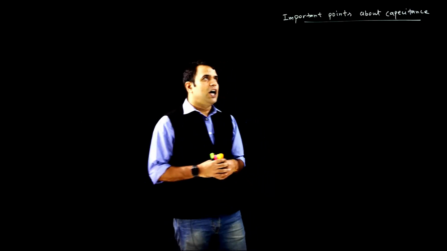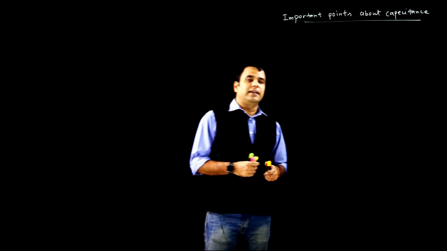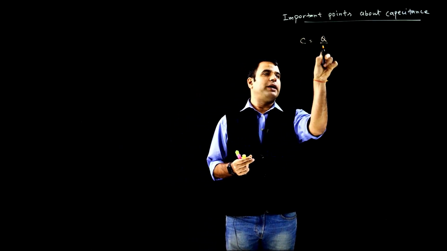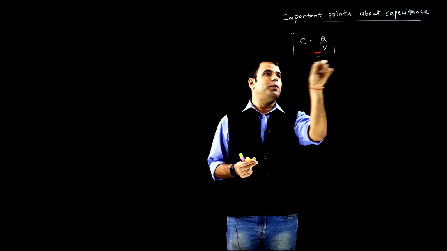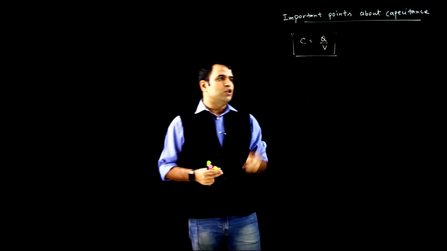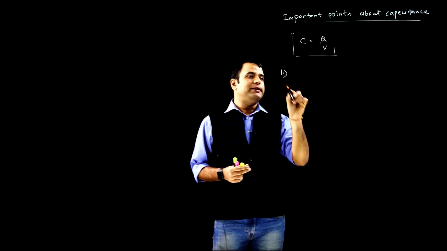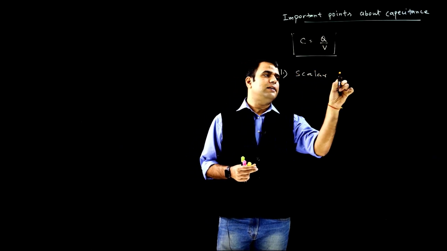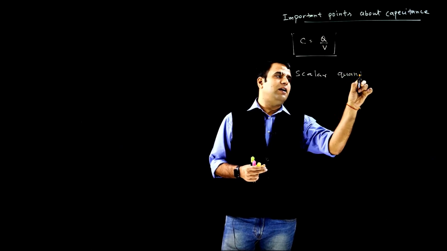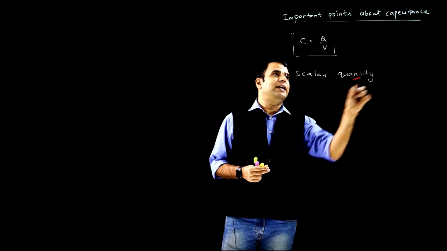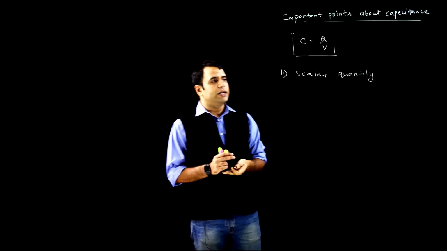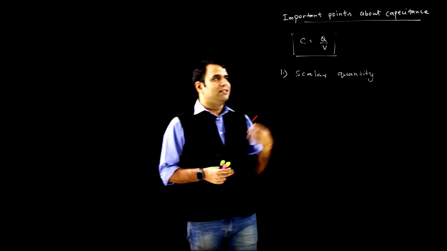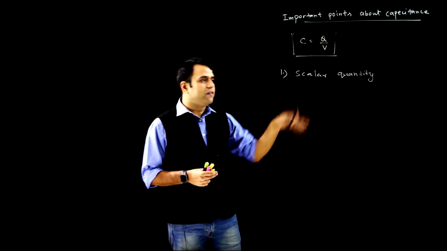Hello. Now we will study some important points regarding the capacitance. So the capacitance we define as Q by V. C is Q by V. The first point regarding this capacitance is it's a scalar quantity. Obviously, this capacitance we are getting from Q and V, which both are scalar quantities. So the C is also a scalar quantity. It does not have any direction. It's the measurement of capacity of the system.